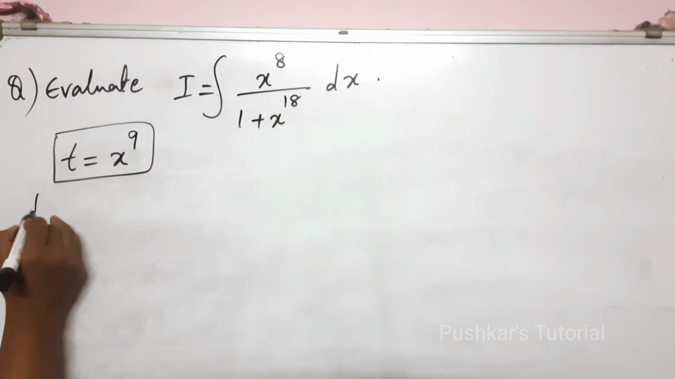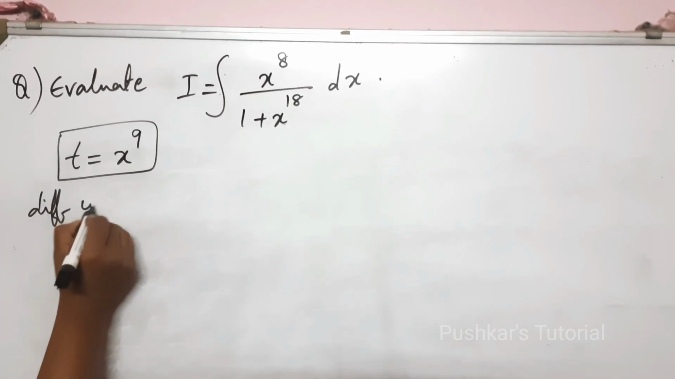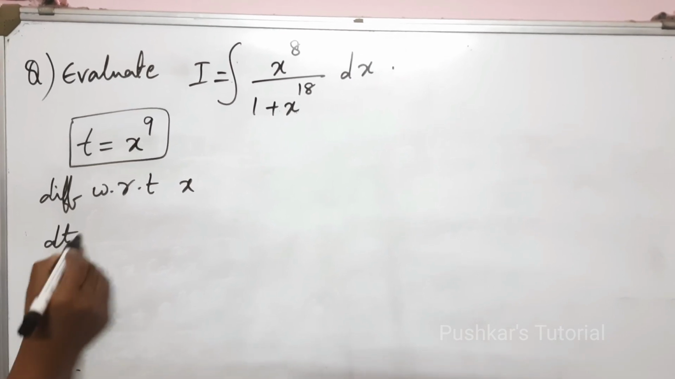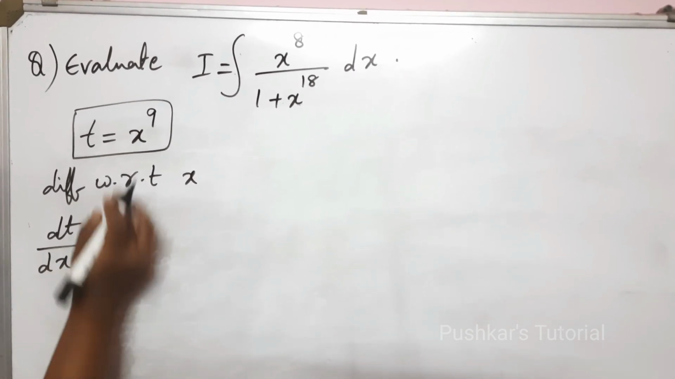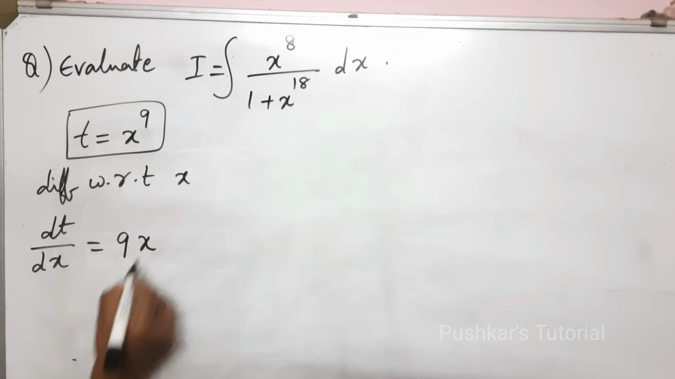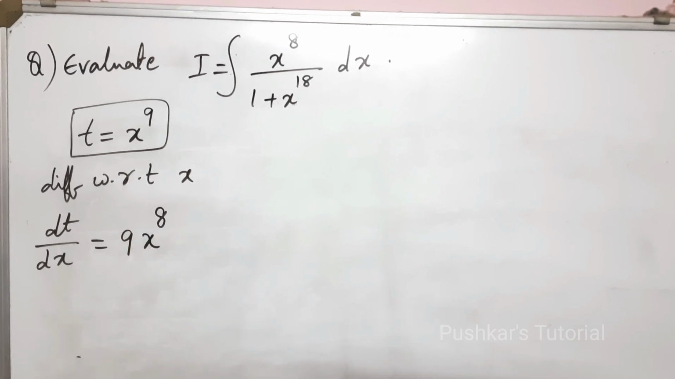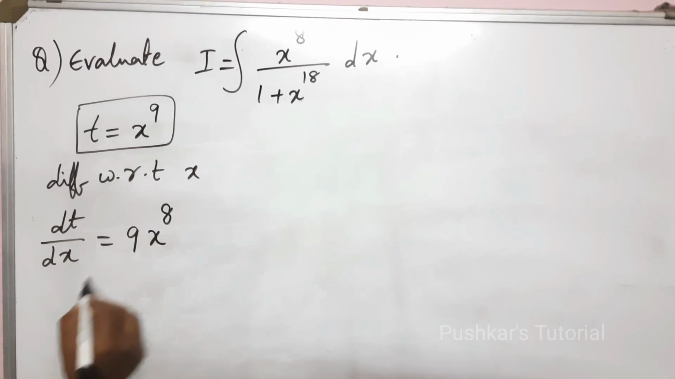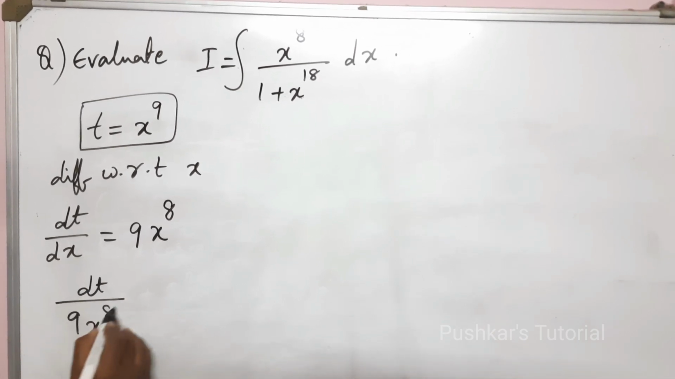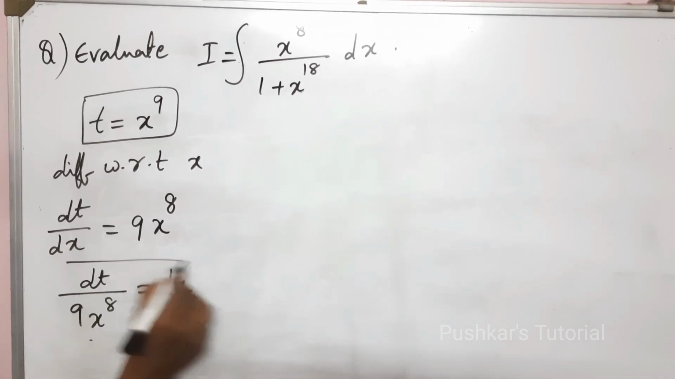Now we have to differentiate with respect to x. So dt by dx, and for x power 9 the power comes in front and reduces by one, so it will be 9 x to the power of 8. Next, cross multiplication: dt by 9 x power 8 is equal to dx.